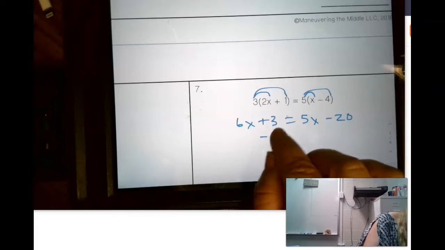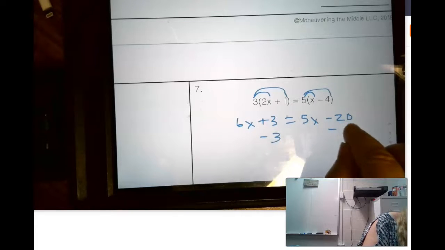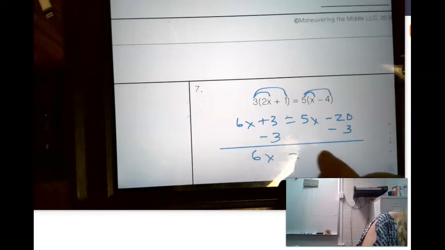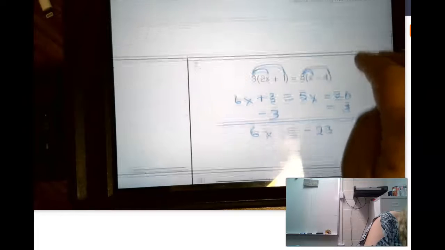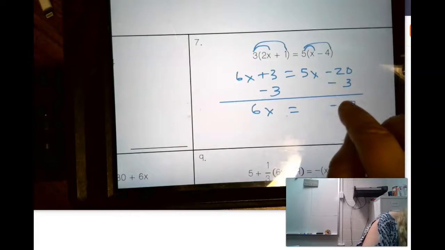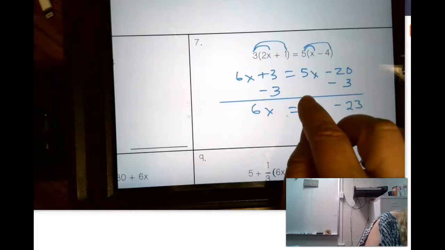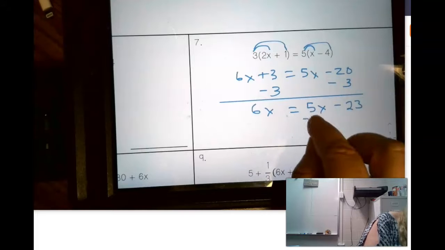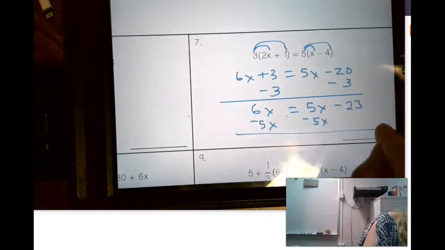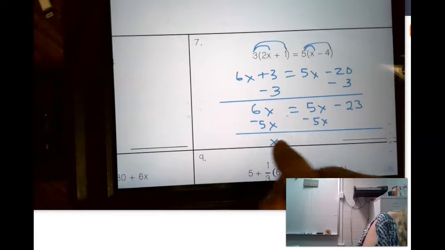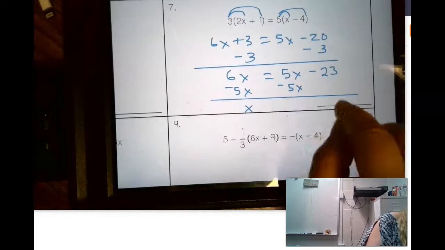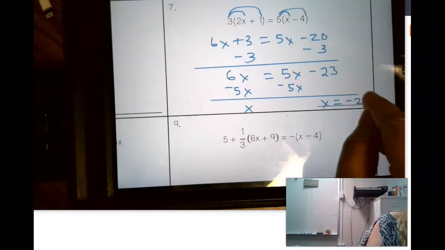So we can start getting our constants to the right. Gives us 6x equals negative 23. And then we're going to, oops, I didn't bring down my 5x. Be careful about that. That's an easy mistake to make. 5x. Now I'm going to subtract 5x from both sides. And that gives me just x, because 1x is x. And so x equaled negative 23.